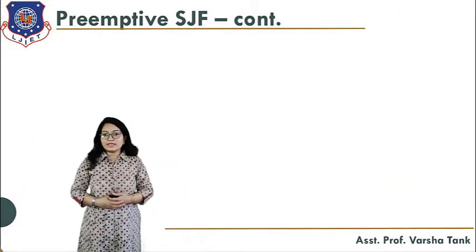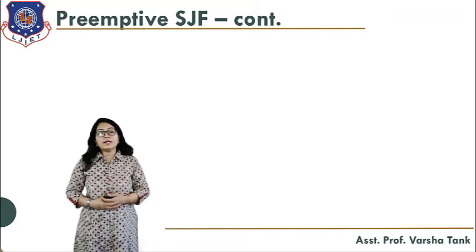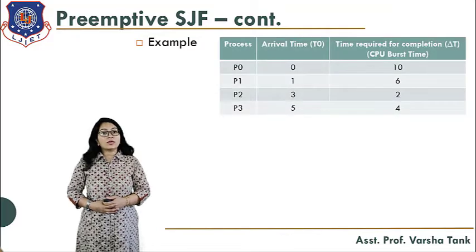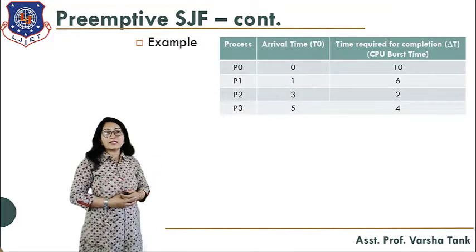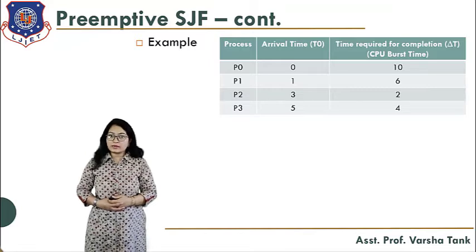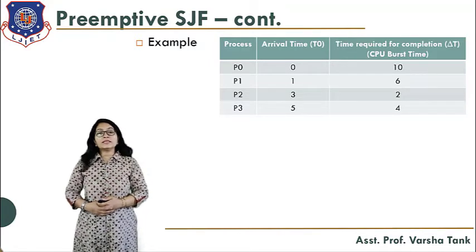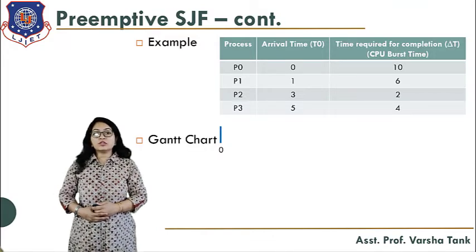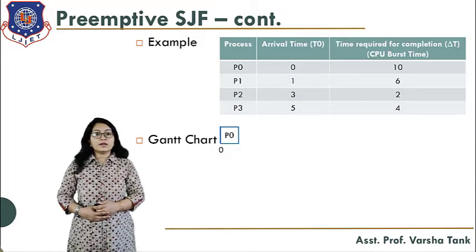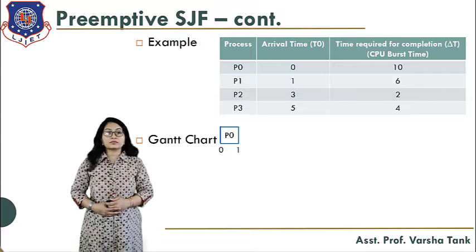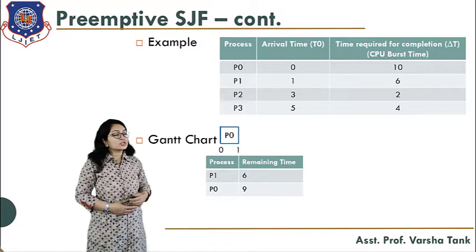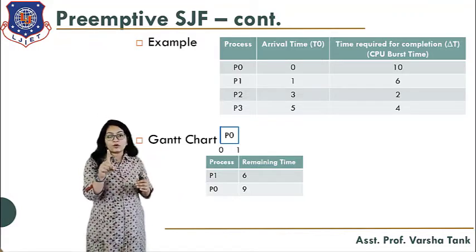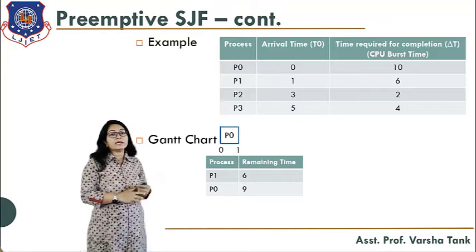Okay, so now let's see the example for this. So here let's consider the same example that we have taken till now. Same table, same processes, same arrival time and same burst time. Now let's see the timeline chart for this. So first of all, from 0 we start P0.